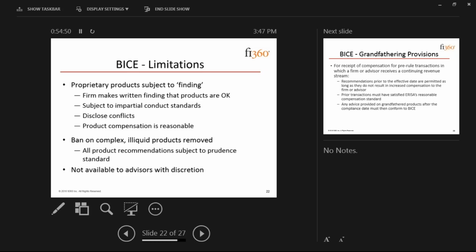And if they can, not an issue. If they can't, then they may have to consider no longer offering a proprietary product, and some will probably decide to do that.